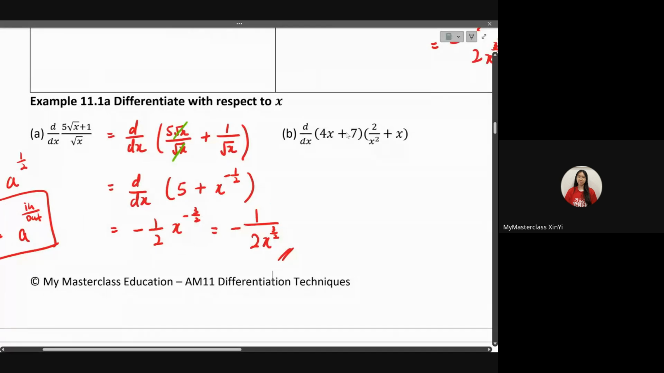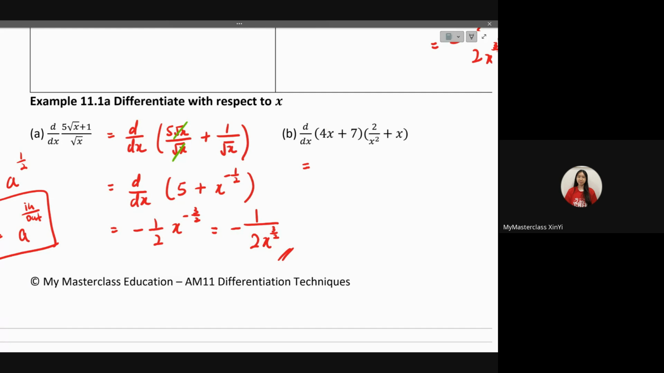This one, later on you will learn something called the product rule. But always try to simplify what you can first. This is just normal multiplication by distributive law. So all you have to do is your rainbow method. Expand all of this out into singular terms first before you differentiate each of them.